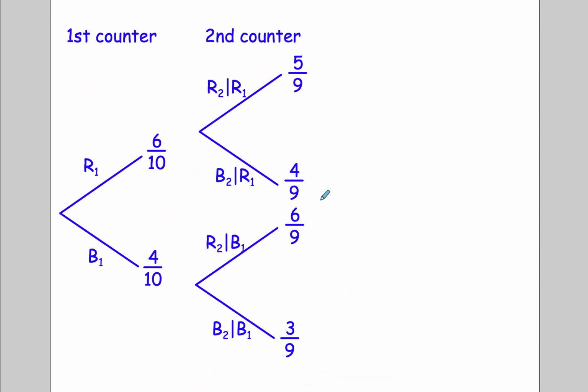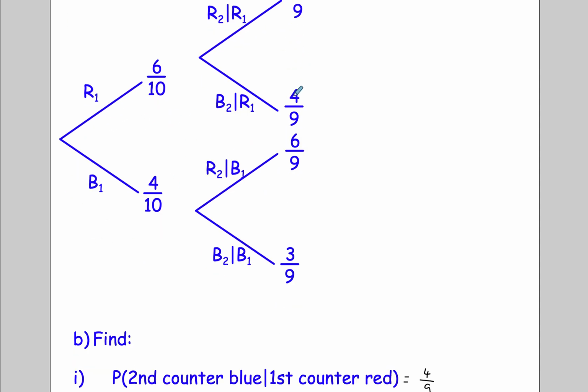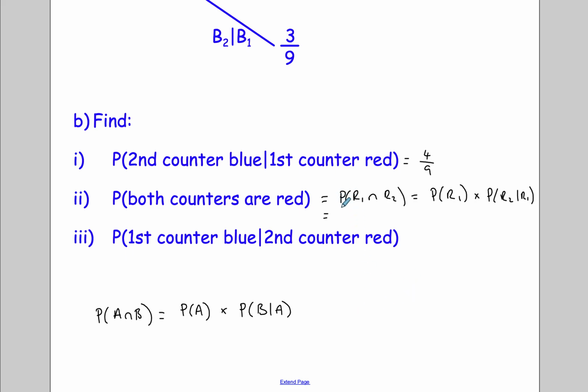So from the tree diagram, that's asking us to work out 6/10 times 5/9, which is 30/90, which simplifies, if you want to simplify it, you don't have to, to 1/3.